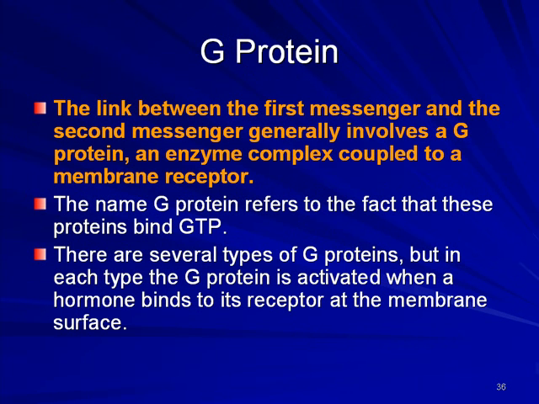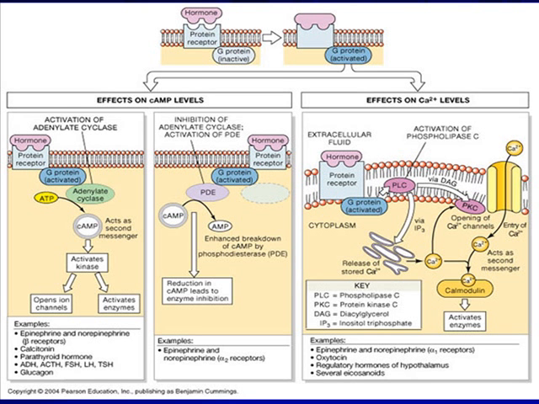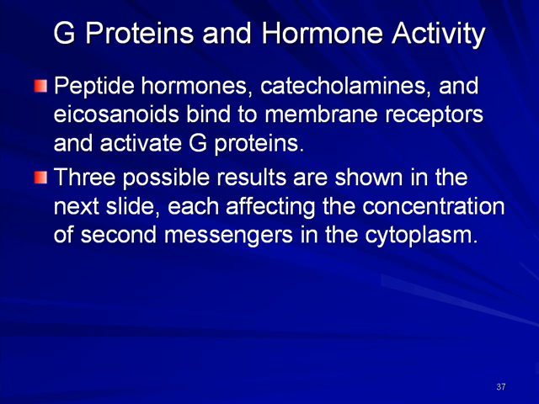Now, G protein. The link between the first messenger and the second messenger generally involves a G protein, which is an enzyme complex that's coupled to the membrane receptor. G protein refers to the fact that the proteins have to bind GTP. Again, this is a high energy source that we see in this process. Your book has a nice illustration that shows the effect of hormones and walks you through the steps in which this activation takes place. G proteins and hormone activity: as you can see, peptide hormones such as catecholamines and eicosanoids bind a membrane receptor. They will activate that G protein.